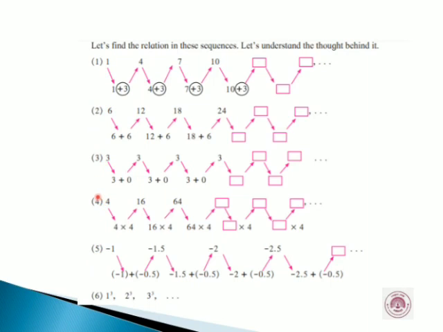Now what about example 4? Sequence 4 is not an arithmetic progression. Why? Because in this sequence, the next term is obtained by multiplying the previous term by a particular number. This type of sequence is called a geometric progression. Here in 10th standard, we are not going to study geometric progression. We study only arithmetic progression. Sequence 6 is neither an arithmetic progression nor a geometric progression.